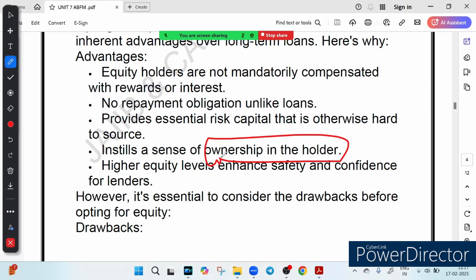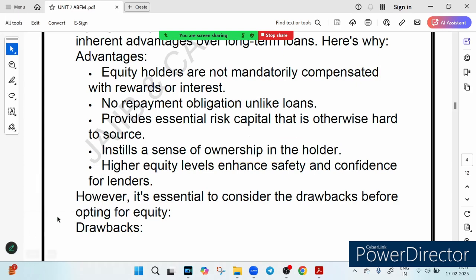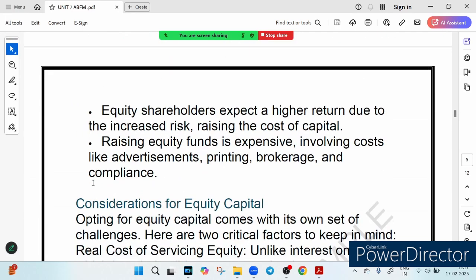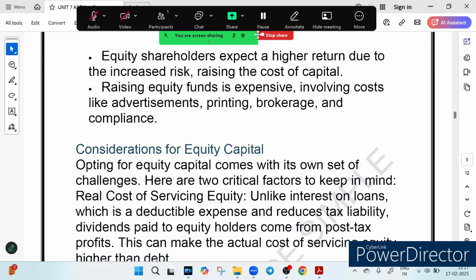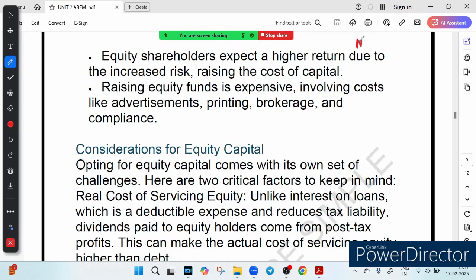But there are some challenges also. So let's talk about the hidden cost. Let's talk about the drawbacks now, right? So here it is. Investors expect more profit. Those who invest, they expect more profit. Obviously this is their expectation. Since equity holders take more risk, they expect higher return, making it more expensive for the company in the long run. In the long run it is more expensive.